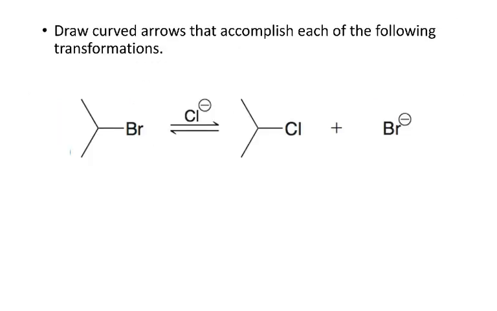Okay, the other thing we might be asked to do is to draw in the curved arrows that accomplish the transformation in the mechanism. And so we want to draw the arrows that get me from here to here. And I think it's a good idea to go ahead and put in the lone pairs. So missing some lone pairs on the bromines and the chlorines.